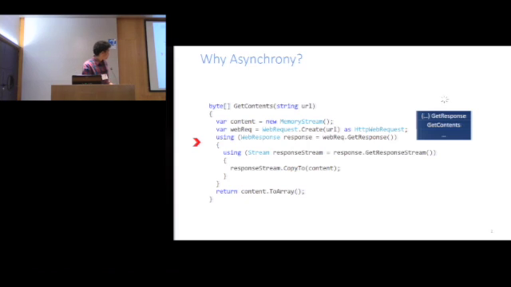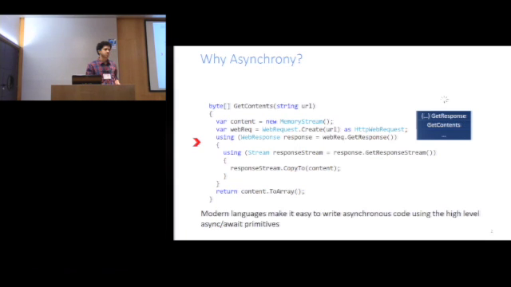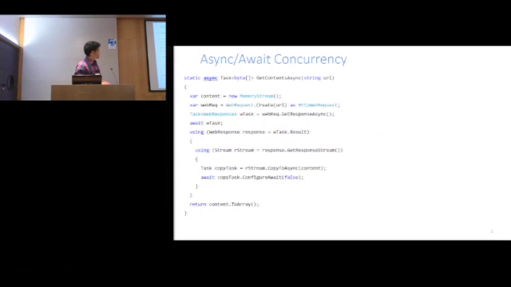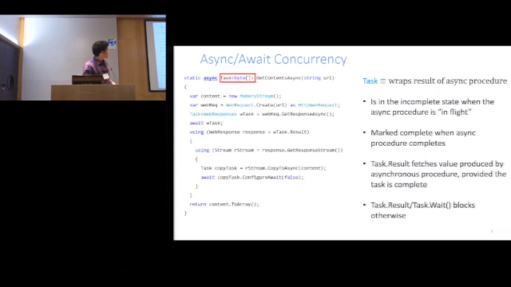Because of this, the asynchronous programming paradigm is gaining in popularity. In fact, most modern languages make it easy to write asynchronous code using the high-level async await primitives. So let us see what these are. This is the asynchronous counterpart of the method shown earlier. First pay attention to these keywords: async, which is used to qualify a method as asynchronous, and await, whose semantics we'll see shortly. The task type here, returned by asynchronous procedures, is central to asynchrony in C#.